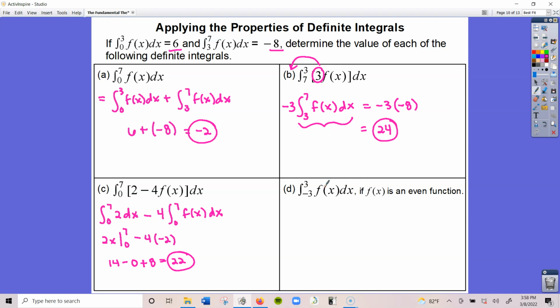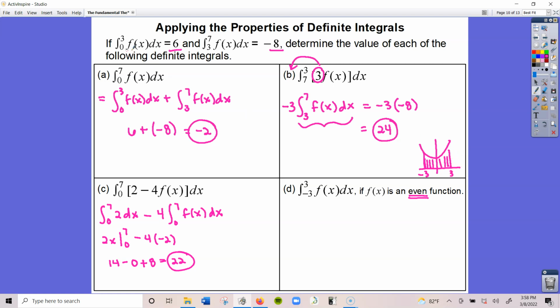For this last one, the integral from negative 3 to 3 of f of x dx, if f of x is an even function. If it is an even function, again, that's that it is symmetric along the y-axis. So pretending that this is my f of x, this is the negative 3, this is 3. Both of these areas would be identical. So I don't need to find the entire thing, I only need half of it.